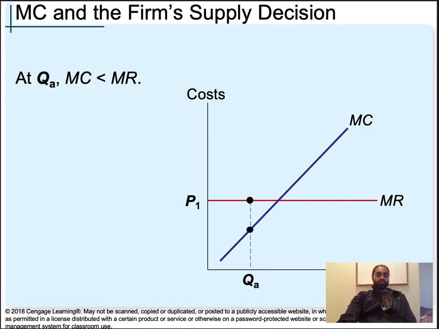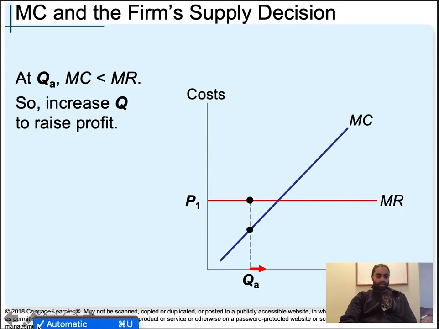So we have marginal cost, marginal revenue. Now at quantity A specifically, if we compare these two different points, this point right here is higher than this point. This point up here at P1 is on our marginal revenue curve. This point right here is on our marginal cost curve. So our marginal revenue is greater than our marginal cost. So here, what this is saying is we should produce more in order to increase our profit.